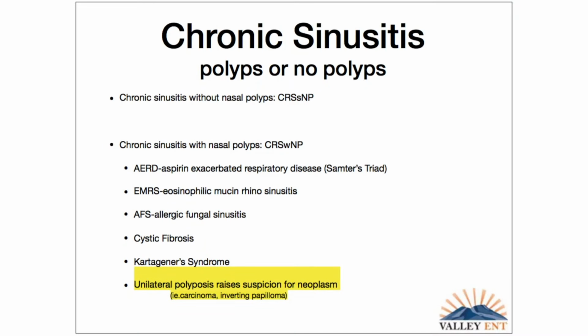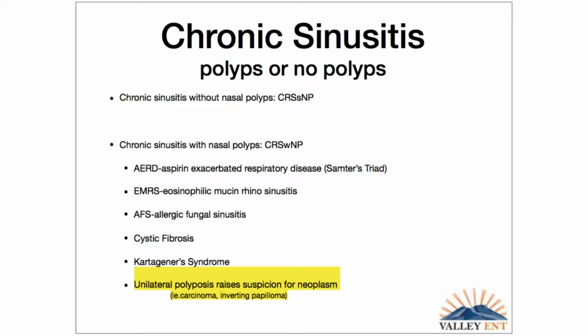There are lots of different types of chronic sinusitis. I could talk for 5 hours about the different types and subtyping, but basically the big division is with or without polyps. There's chronic sinusitis without polyps, and chronic sinusitis with polyps. And with polyps, there are lots of different types. You have AERD, or Samter's triad.